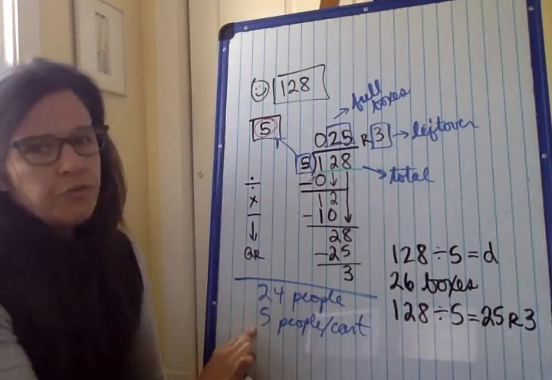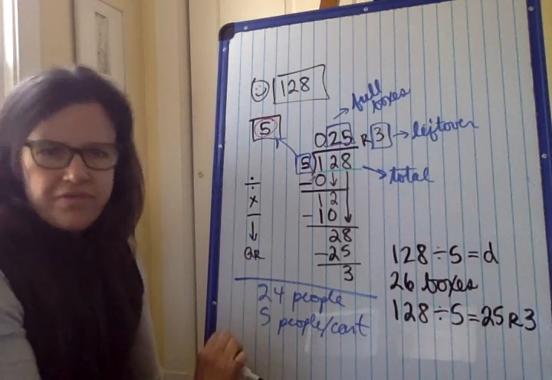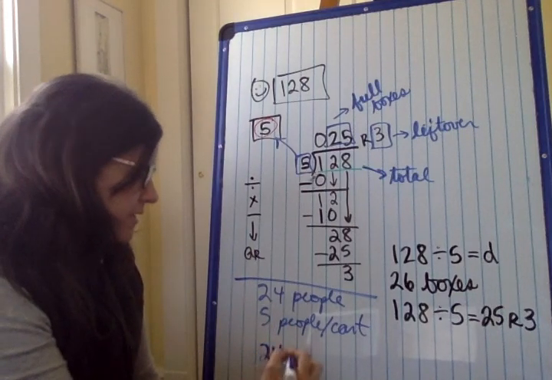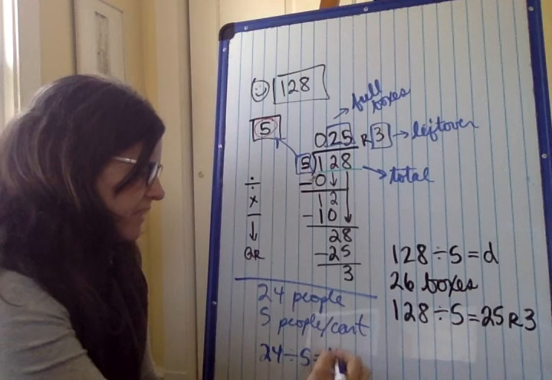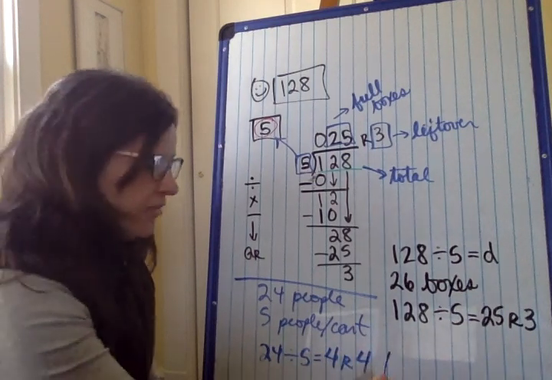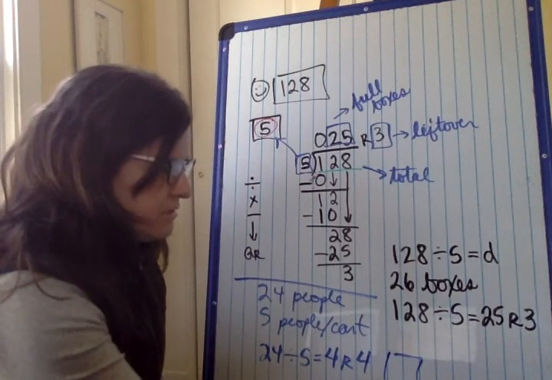If we just said we need 4 carts and the other 4 people can walk, no thank you, rude. Even though 24 divided by 5 is 4 remainder 4, those other 4 people matter. They also need a golf cart. You know what I'm saying?